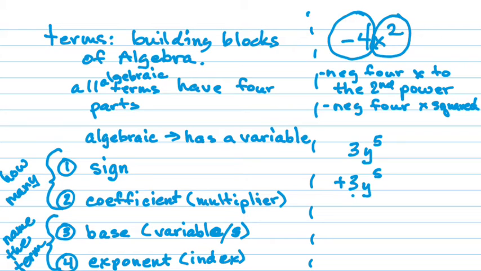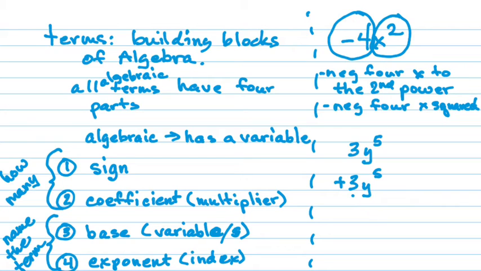Excellent. Perfect. This is positive 3y to the 5th power. So, what kind of term is it? It's a y to the 5th. How many of them do I have? Positive 3. You need to be able to do it all. Read the whole way. Okay?